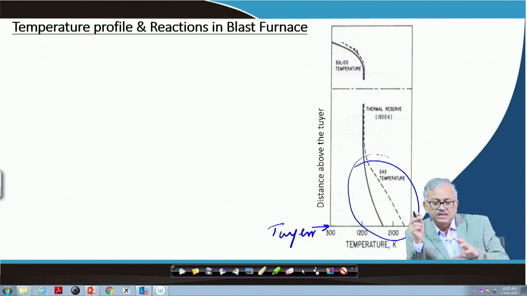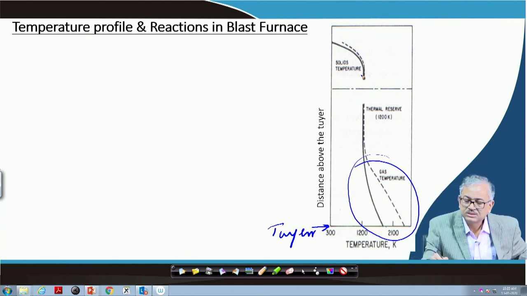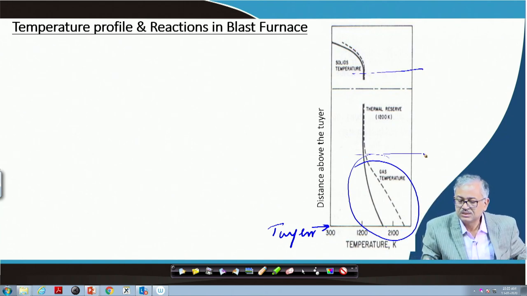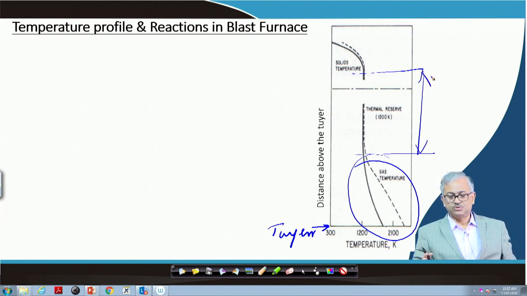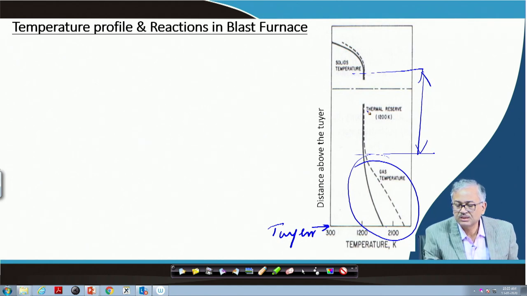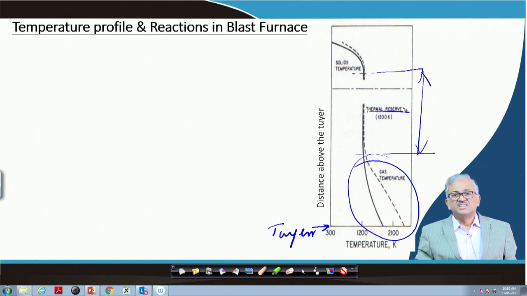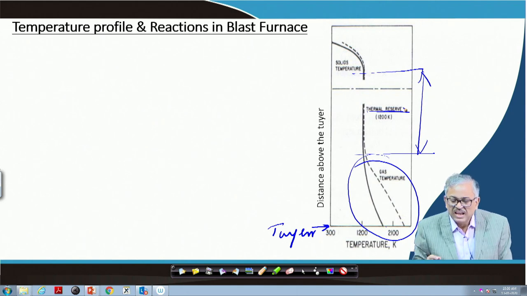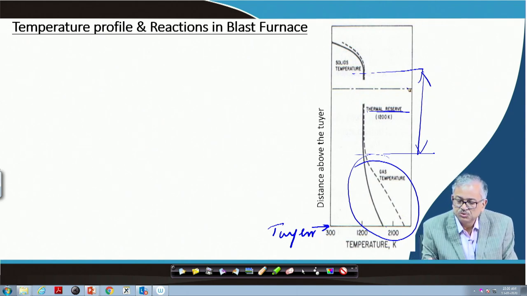So basically you have a central region, a significant portion of the central region, that is called the thermal reserve zone or the isothermal zone, right? You can find this is called the thermal reserve zone. And above it there is also a zone, in this region at the top, called the chemical reserve zone.